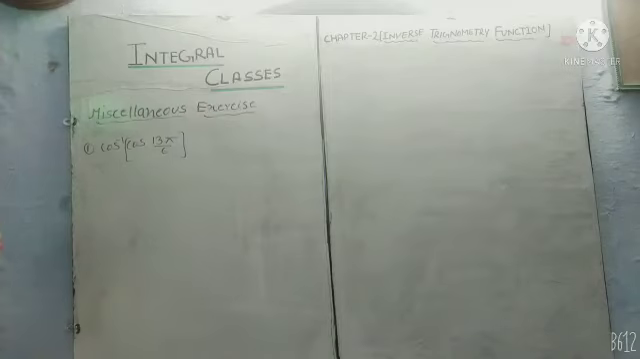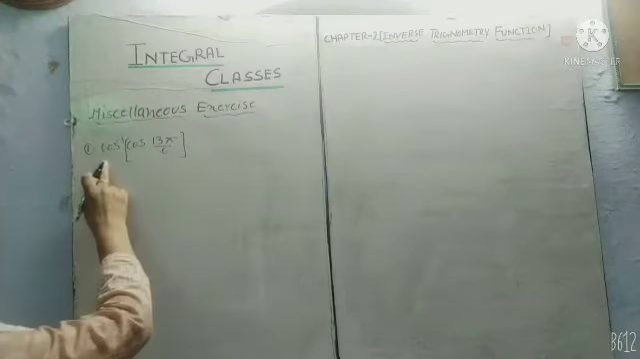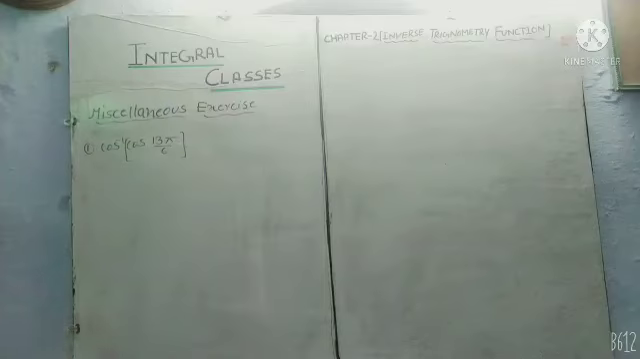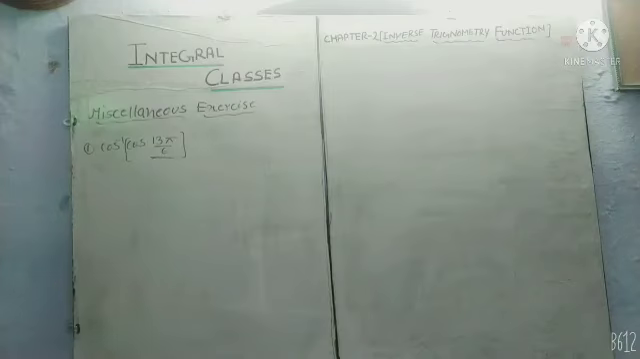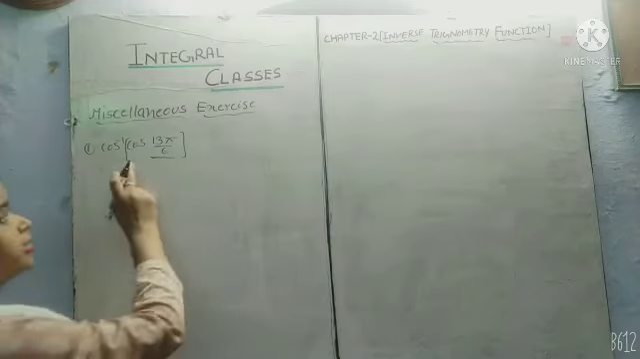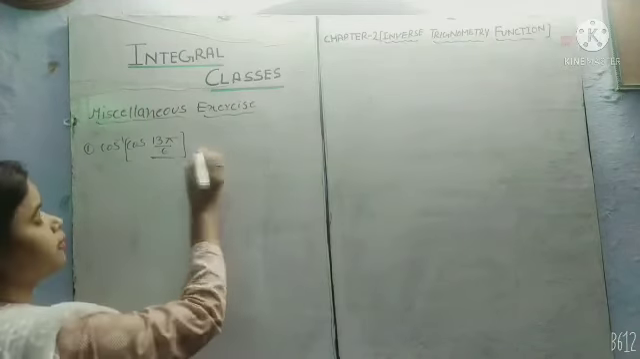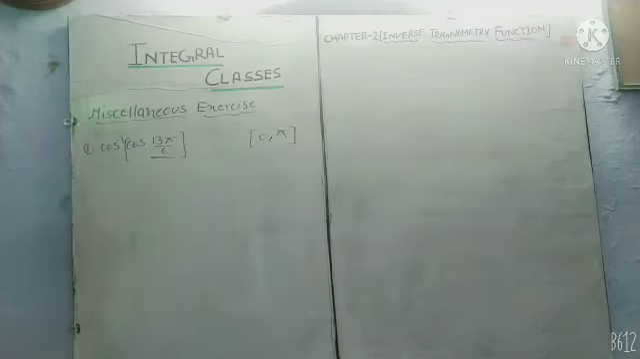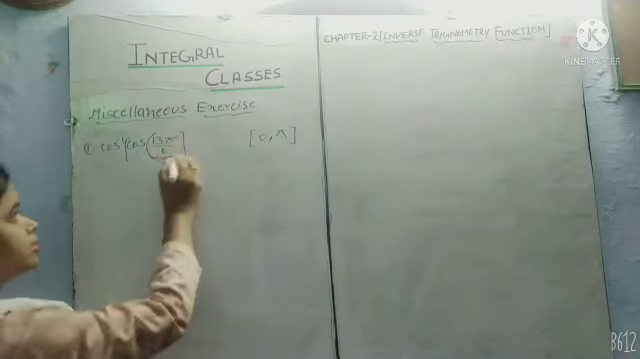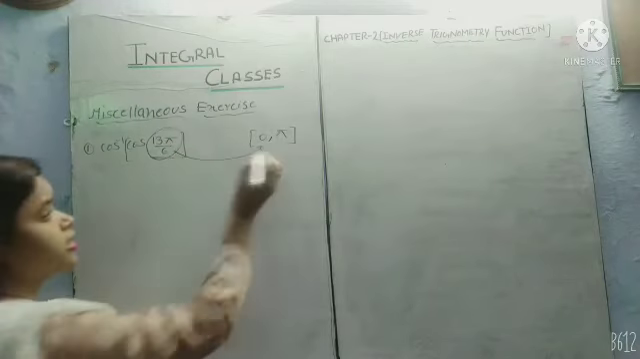Today we are going to start the miscellaneous exercise of inverse trigonometric functions. We will start from question number 1: cos inverse cos 13 pi by 6. As we observe, we could cancel directly and get the angle, but we will not cancel it. Why? Because the principal value of cos inverse is always 0 to pi. So first of all we will change this angle into this interval.